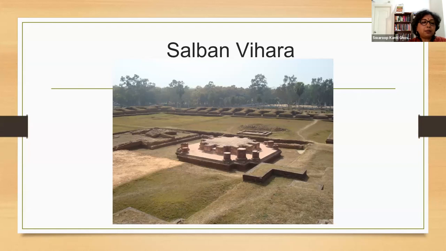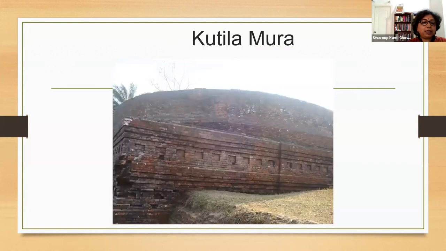So though these plaques are profusely decorated with portraits of human, divine, and semi-divine beings, birds, and animals, most of the other things are missing. This is Kutilamura, another site within Mainamati, and these are the niches into which the plaques were fitted.